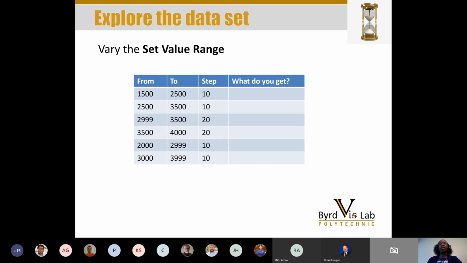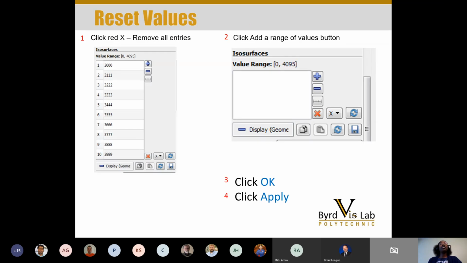If you don't remember, let's see if I've got it here. Yep. You want to remove all of the values in your value range box. You can delete them one by one, but who wants to do that? Or you can delete them all at one time. There is a little X button there that will allow you to remove them. Then you will need to go back in and actually set some values there.